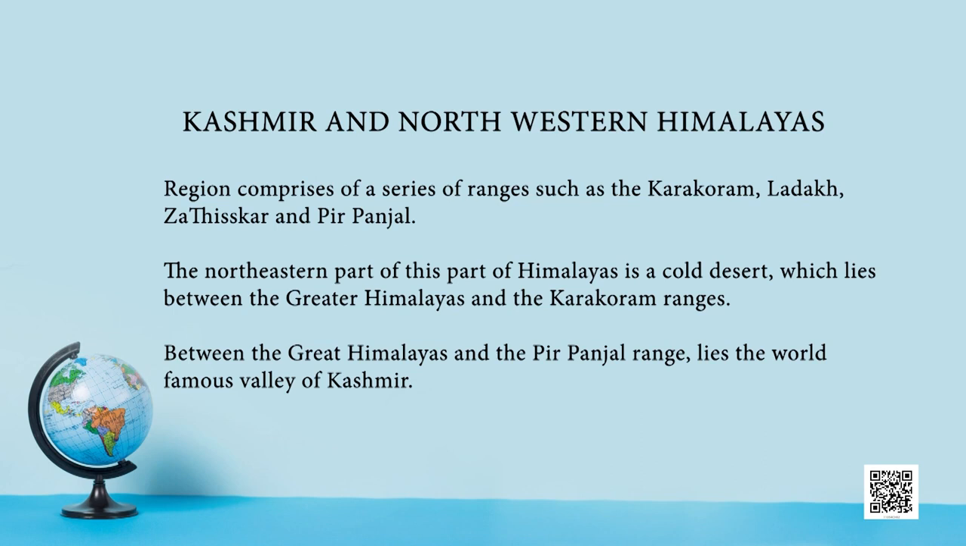The northeastern part of this part of Himalayas is a cold desert which lies between the Greater Himalayas and the Karakoram range. Between the Greater Himalayas and the Pir Panjal range lies the world famous valley of Kashmir. The important glaciers of South Asia such as Baltoro and Siachen are also found in this region. Children, I hope you know these glaciers, Baltoro and Siachen glacier.